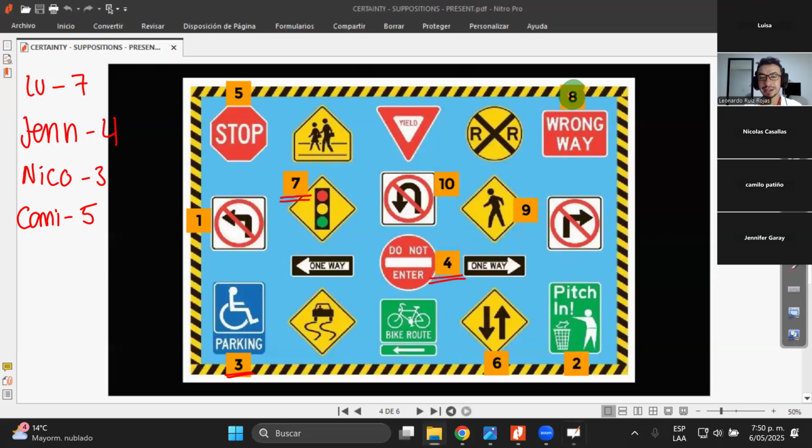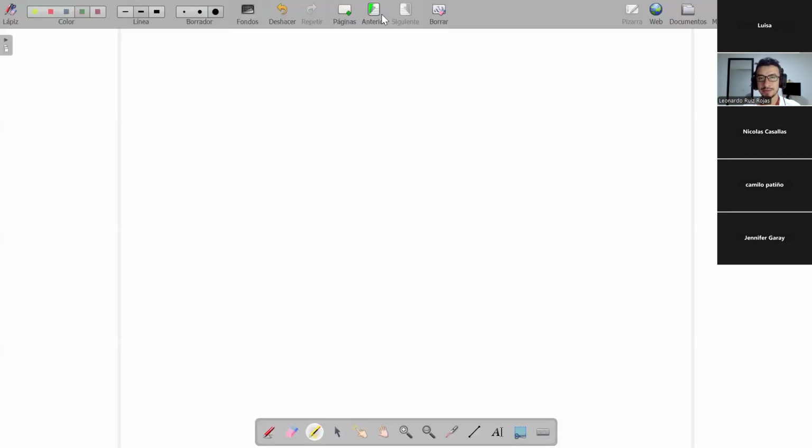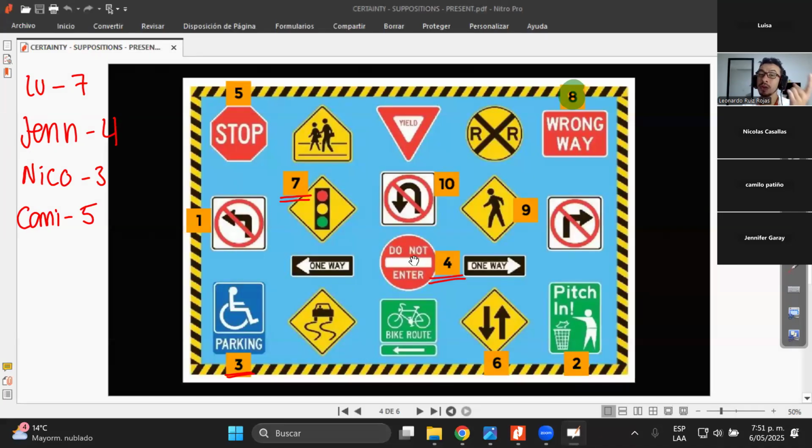In that case, my dear, when we talk about obligation, we use have to and we use have got to. But this is not an obligation, it's a prohibition because it's prohibited. Okay.